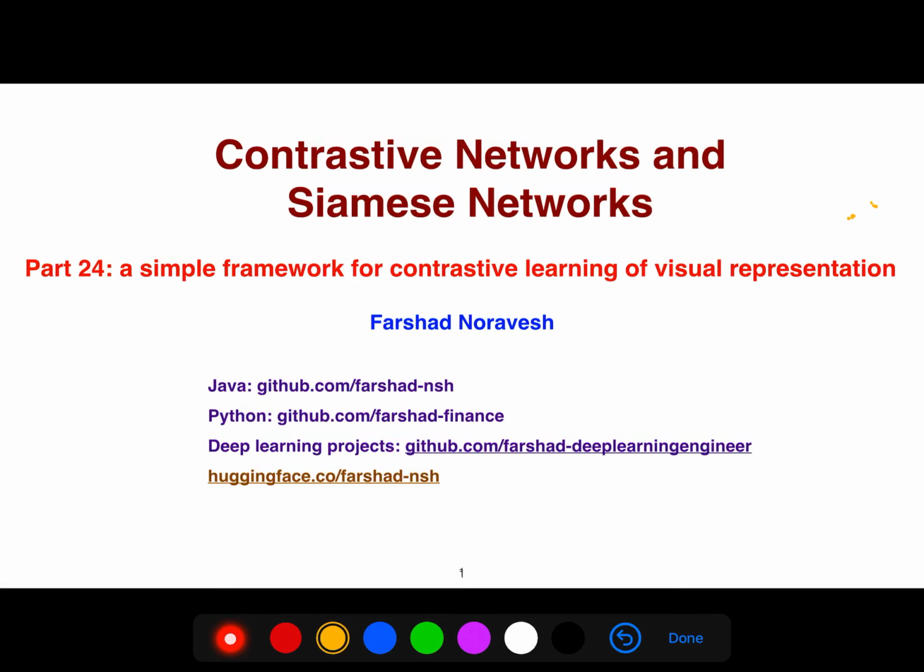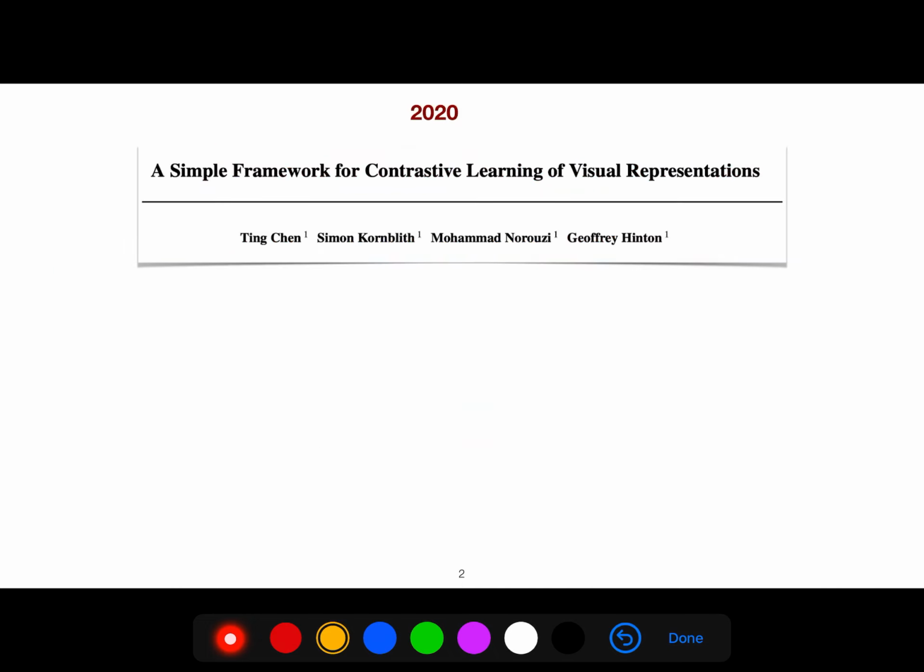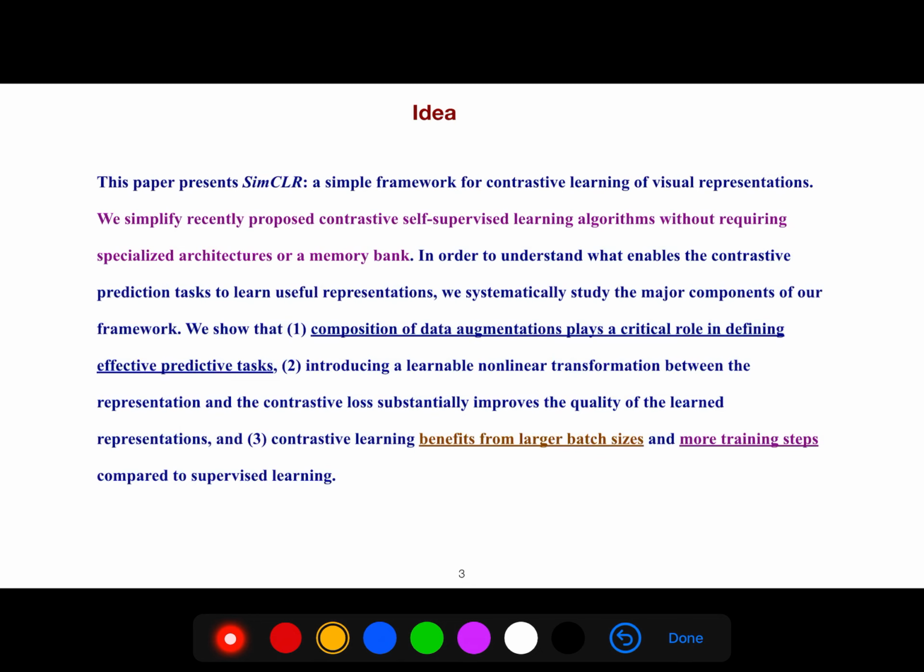Alright, so in this lecture, I'm gonna be talking about a very important and classic paper about contrastive learning, and it is unsupervised learning because it's one of the first classic articles about contrastive learning. This article by Geoffrey Hinton in 2020. So this paper presents SimCLR, which is a simple framework for contrastive learning of visual representations.